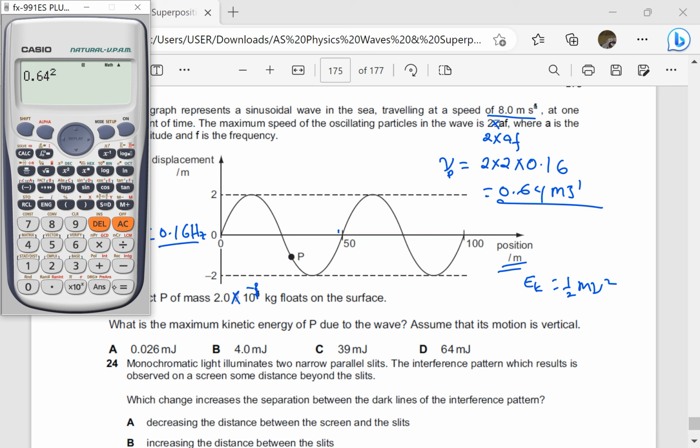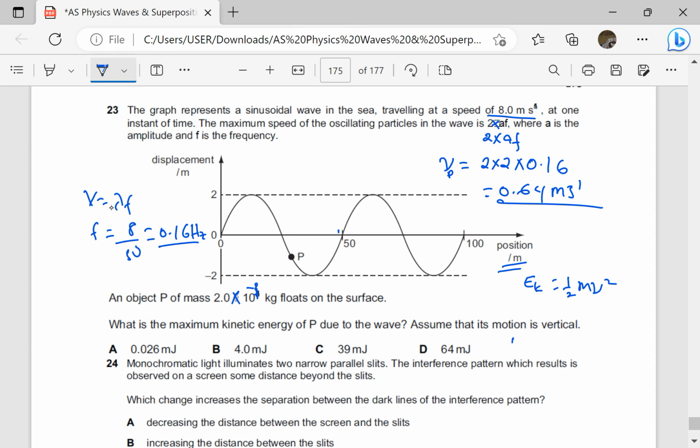0.64 squared times 2 exponent negative 3 divided by 2. That is 4. So it must be 4.0 times 10 power negative 4. I think the most appropriate answer is 4 times 10 power negative 3, because the most appropriate value is most likely this. But the power of 10 here is not very clear in the question paper, so that is the challenge.